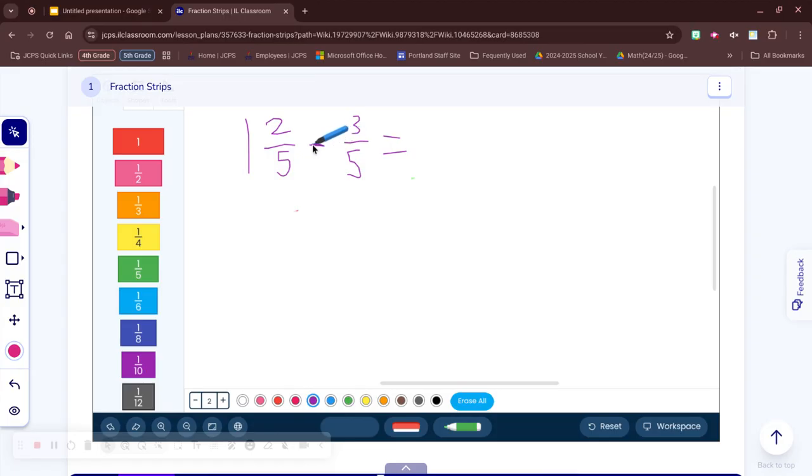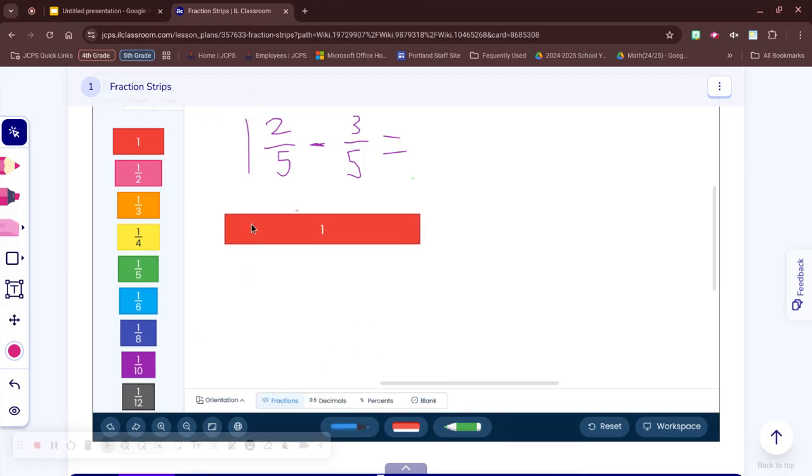Well, if you're looking at this, we might say, oh, well, I have 1 whole and 2/5, and I'm taking away 3/5. I just told you to subtract the numerators, 2 minus 3. Well, we don't have enough pieces to take 3 away because right now we only have those 2 pieces. But we actually have this 1 whole.